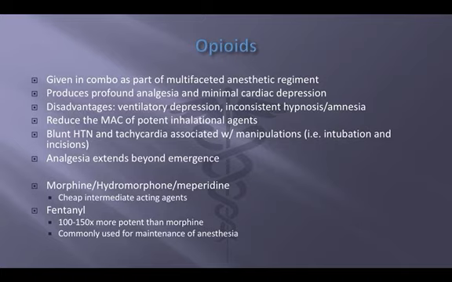So opioids are used for more than just pain control. You can actually have a variety of uses. They're given as part of a combination multimodal anesthetic regimen. These produce the analgesic aspect of anesthesia with minimal cardiac depression. They do cause some ventilatory depression and some inconsistent hypnosis or amnesia. That's why it's used in combination with other things.